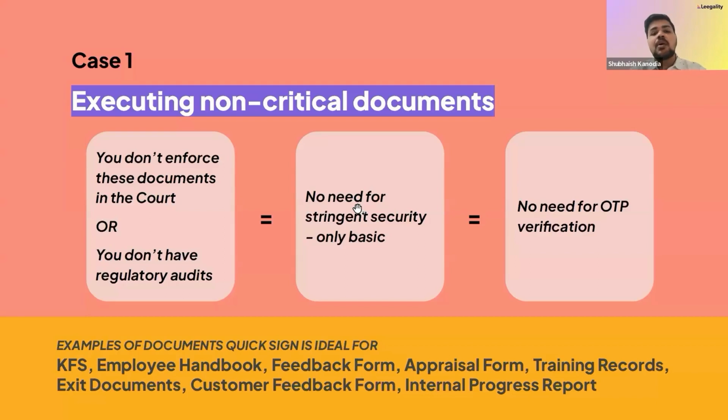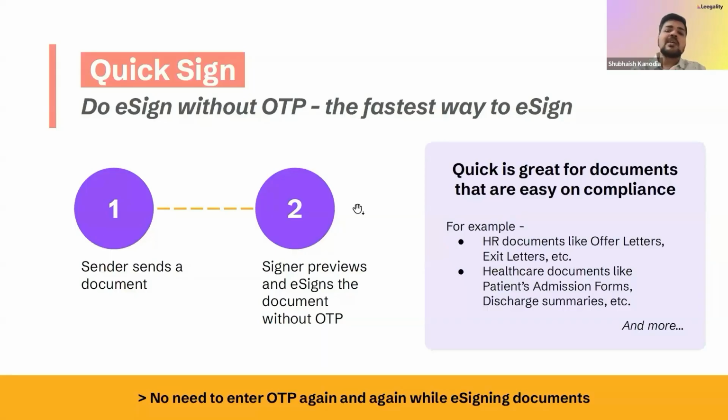Now let's look at case number one, where you are executing non-critical documents. As I said earlier, non-critical documents means documents you will likely never enforce, nor will they be audited by a regulatory body. And you can see some examples of such documents in the yellow box at the bottom of my screen, or rather Azima's screen. For these documents, you don't need any stringent security measures like OTP verification. These are the type of documents you want to execute as fast as you can, without worrying about compliance or enforcement. And for all such documents, we have QuickSign.